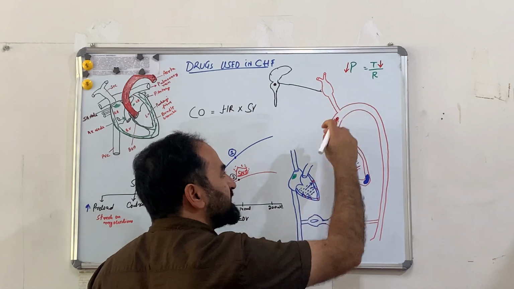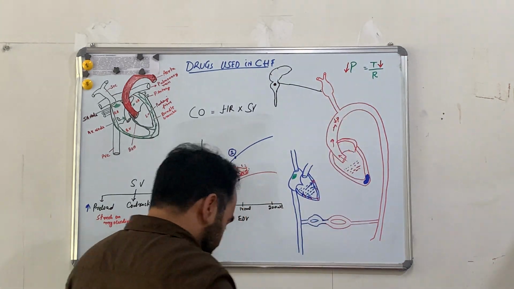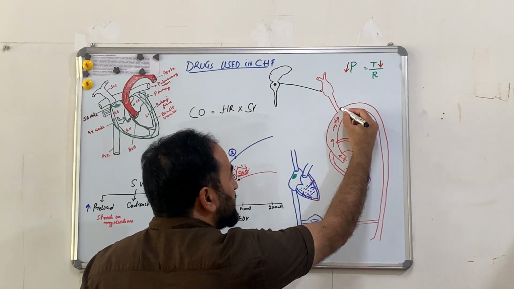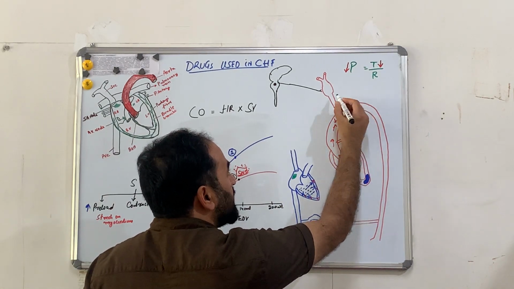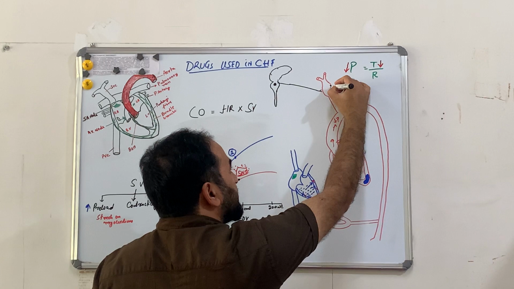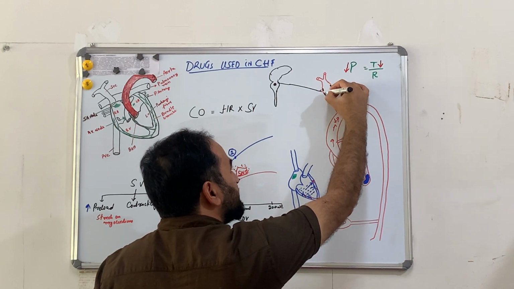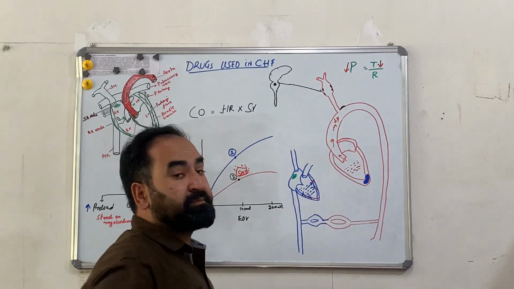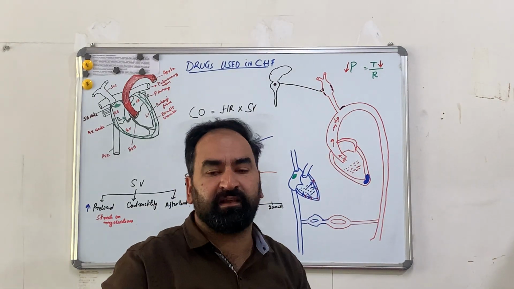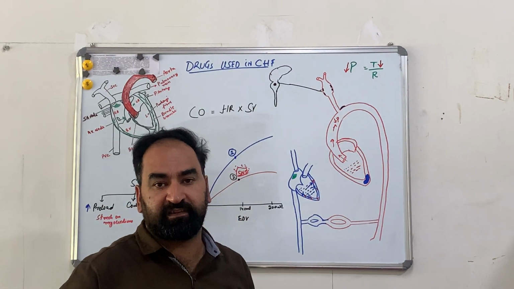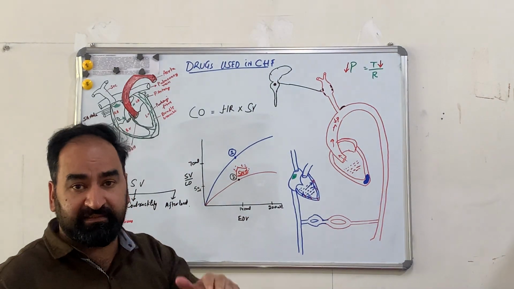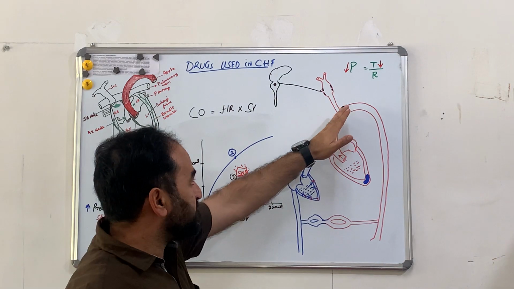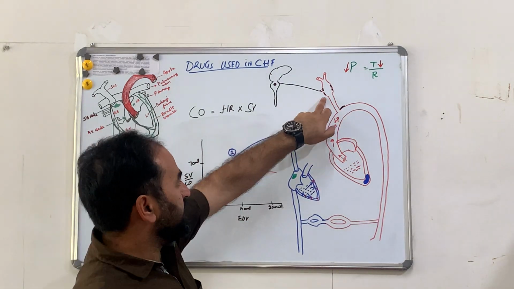When there is low pressure in the circulation, there are a few important receptors present at the walls of the aorta and at the carotid sinus. When the low pressure blood hits these receptors, known as baroreceptors, stretch receptors, or pressure receptors, they sense the pressure, whether it is low or increased. They sense that the pressure is low. What will they do?